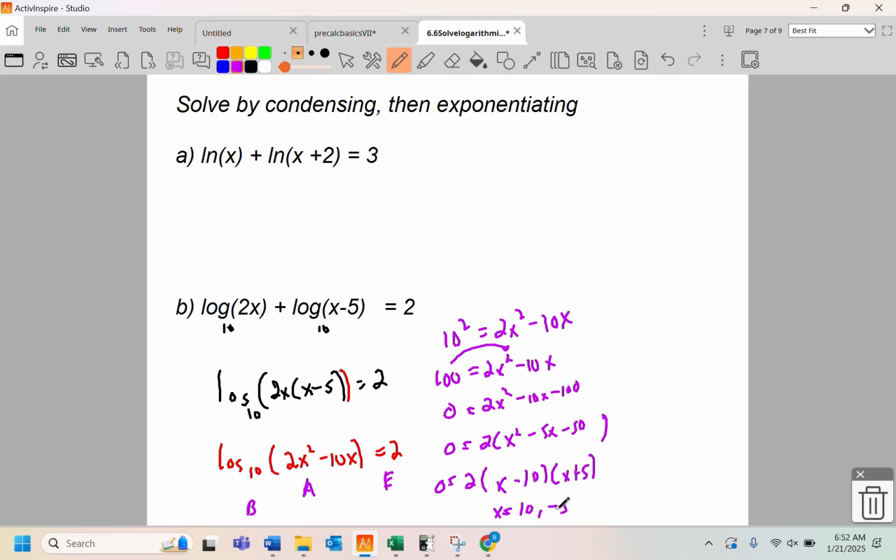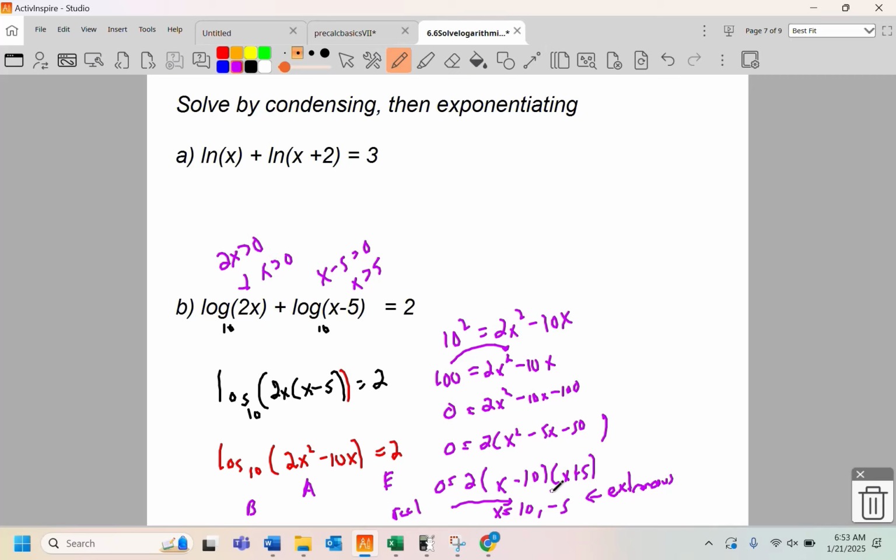So again, let's talk about domain. 2x bigger than 0, divide by 2, x is bigger than 0. x minus 5 is bigger than 0, x is bigger than 5. This guy right here, that's your little extraneous one. It's just not going to work. And that guy right there is real, because 10 is bigger than 0, 10 is bigger than 5.